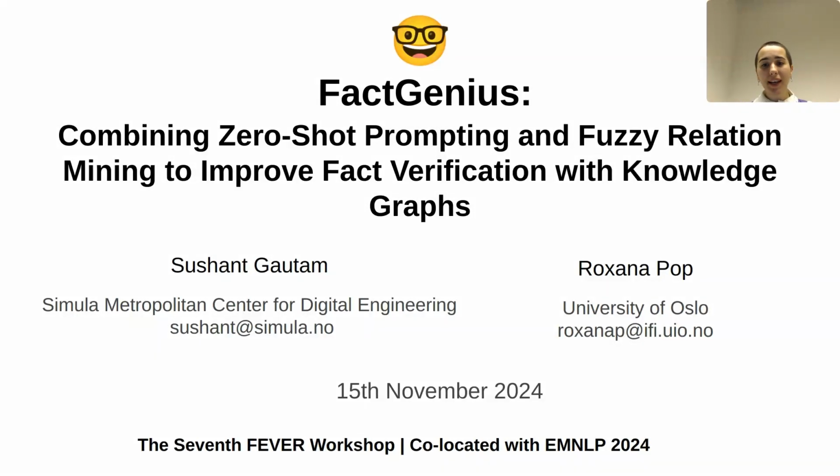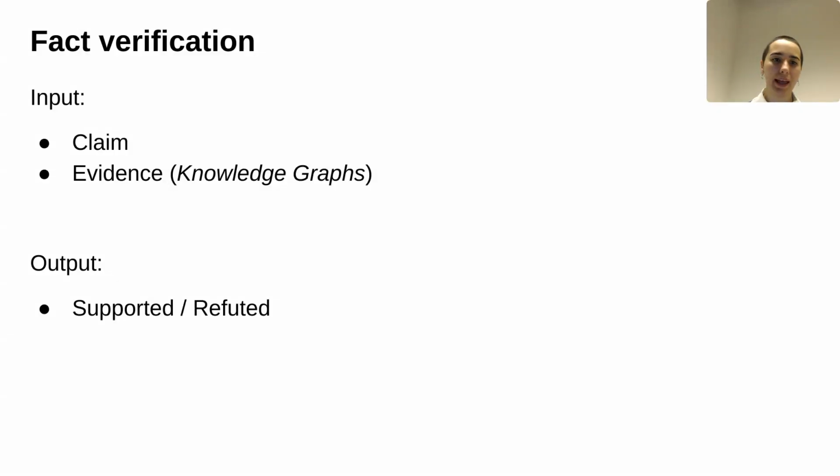Everyone, my name is Roxana and I'll be presenting our paper FactGenius, combining zero-shot prompting and fuzzy relation mining to improve fact verification with knowledge graphs.